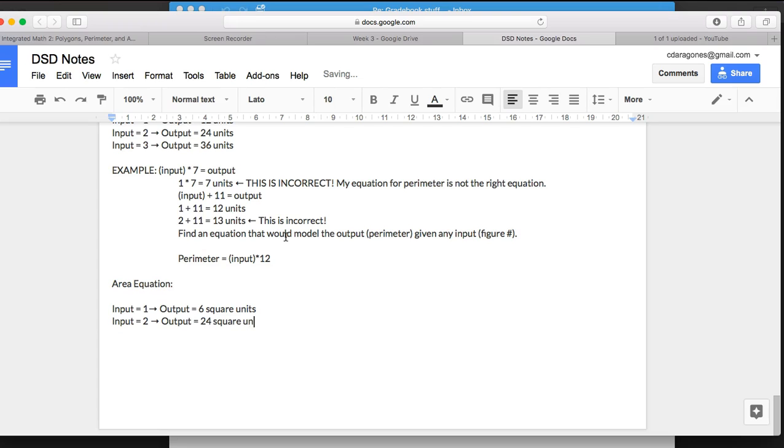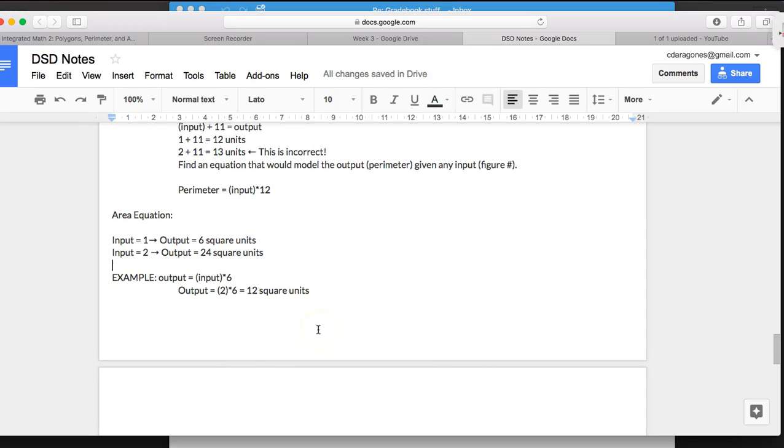So again, you might have to do a little bit of experimenting. You might say, well, maybe I have to multiply my input by 6. So I have to do input times 6 because when my input is 1, I get 6 units. But when I do my input as 2, so 2 times 6, you notice that I get 12 square units, which is not the correct output. So again, this may need some playing around in order for you to figure out what the equation for the area is. And this is really challenging, a lot more challenging than the perimeter equation, so I'm going to give you a couple of hints.